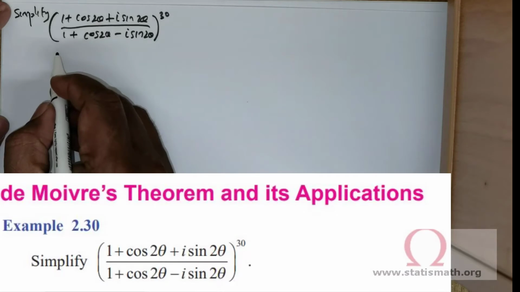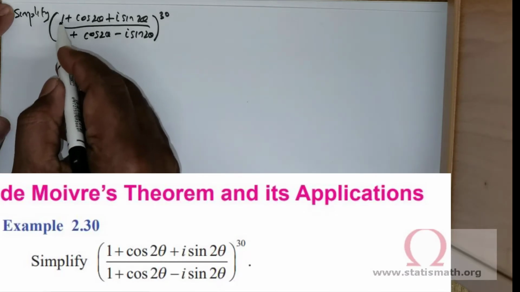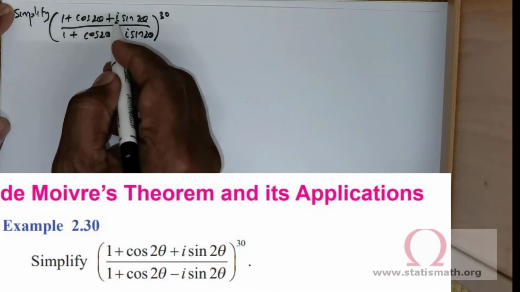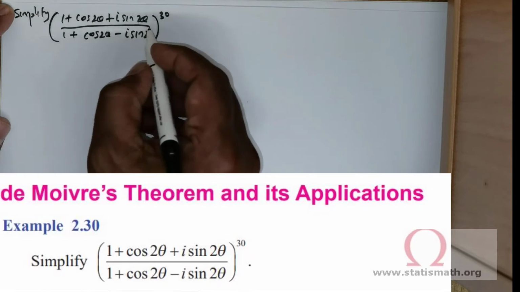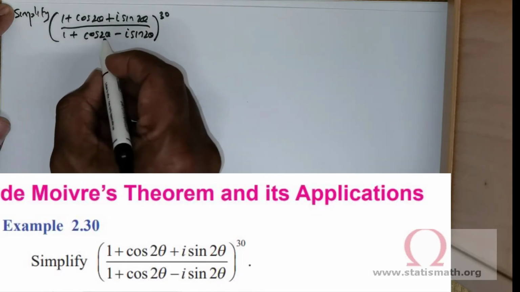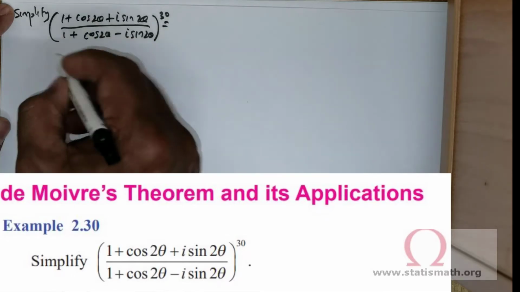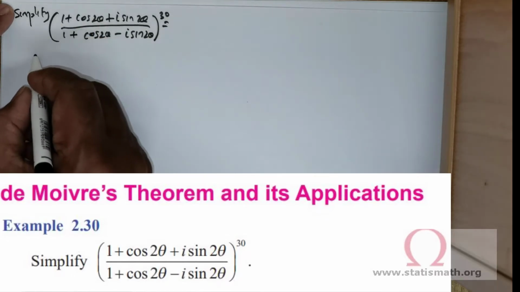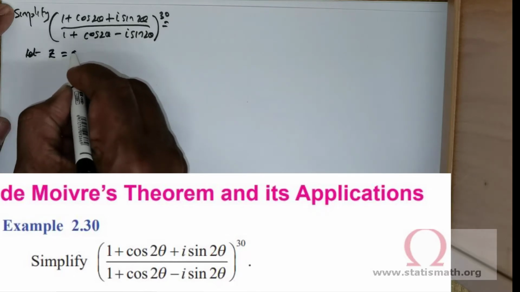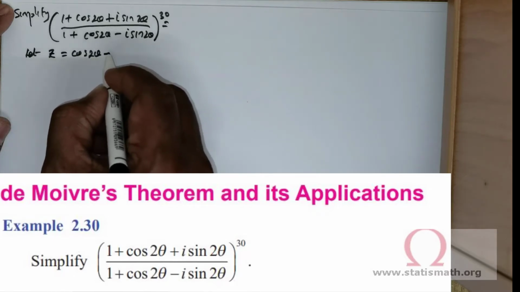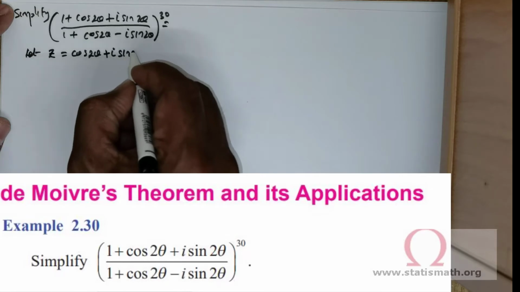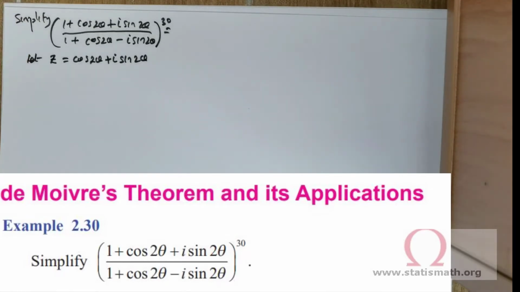Students, we are given this question. Simplify (1 + cos 2θ + i sin 2θ) divided by (1 + cos 2θ − i sin 2θ), the whole raised to the power 30. We are expected to find the result. Now, before that, let us consider z to be cos 2θ + i sin 2θ.